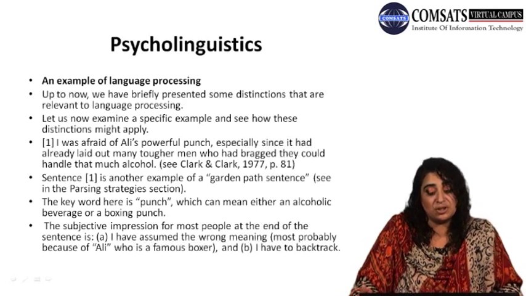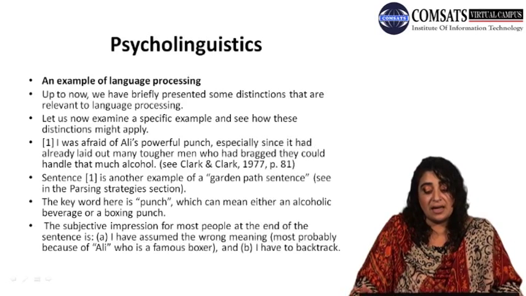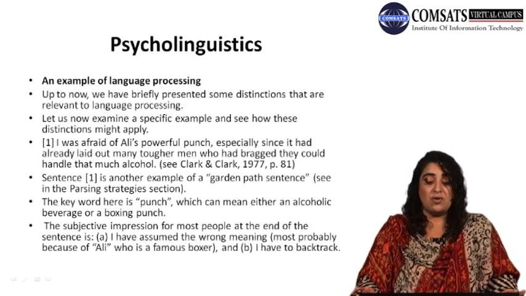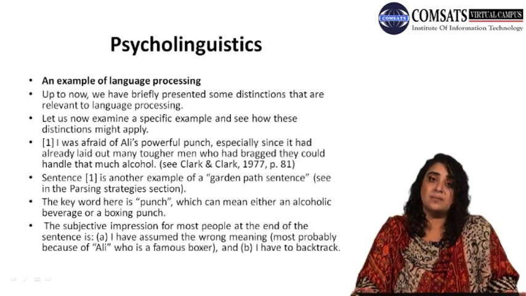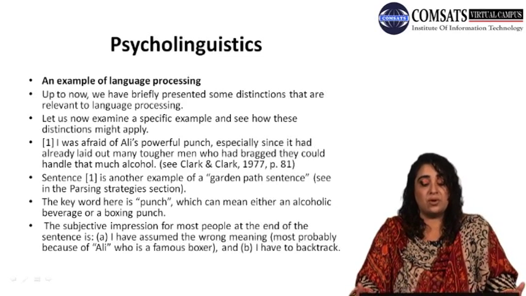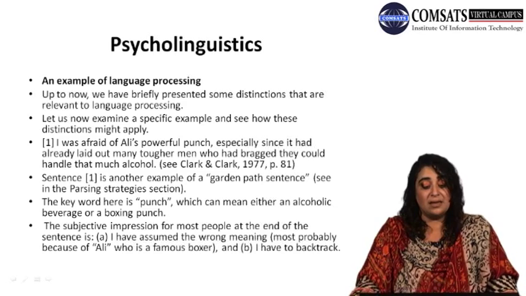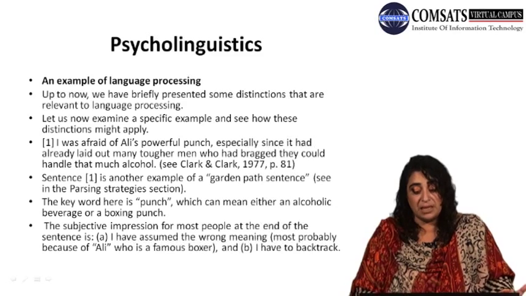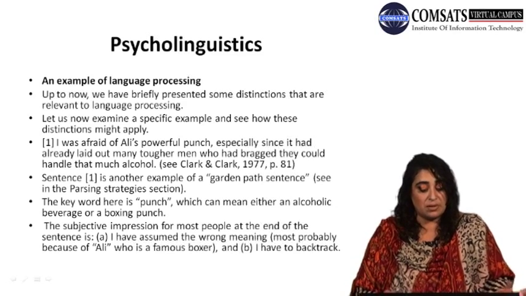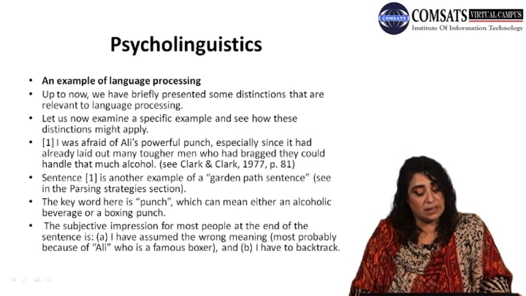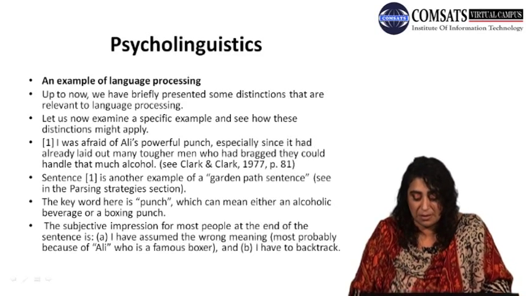So the subjective impression for most people at the end of the sentence is, I have assumed the wrong meaning. So maine bhi wrong meaning assume kiya pehle. When I first read the first half of the sentence, I would have thought of it as a boxing punch. So most of the people will also have assumed the wrong meaning. Most probably because Ali, Muhammad Ali, is a famous boxer. And B, I have to backtrack. So sometimes isliye kyunki wo shayad unhone galat meaning le liya ho ke Ali is a famous boxer, so isliye wo boxing punch ke bare mein baat ho rahi hai.